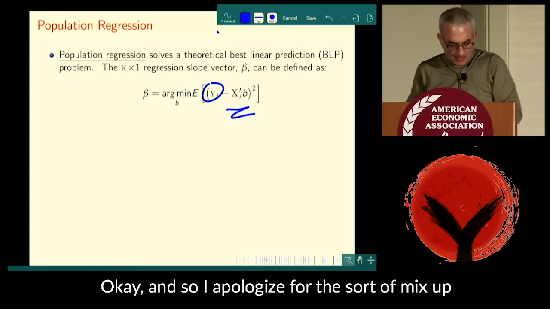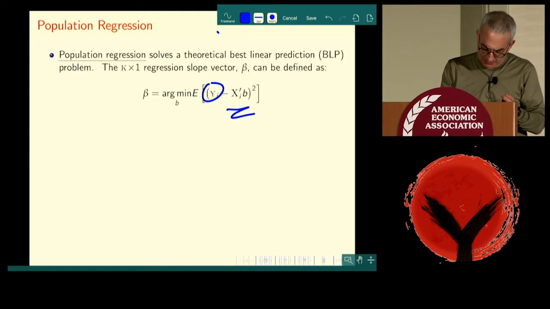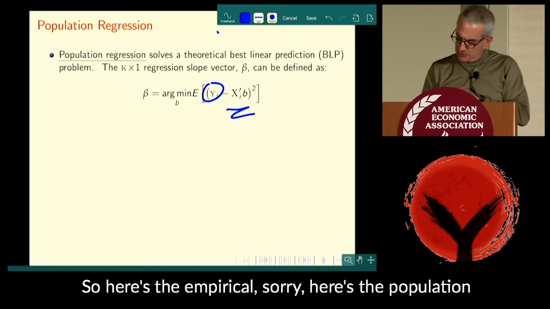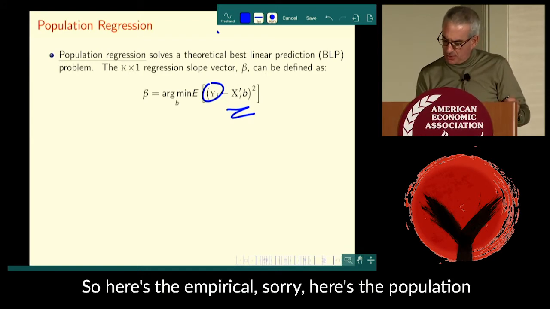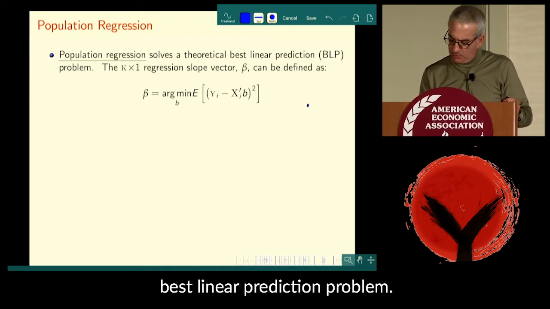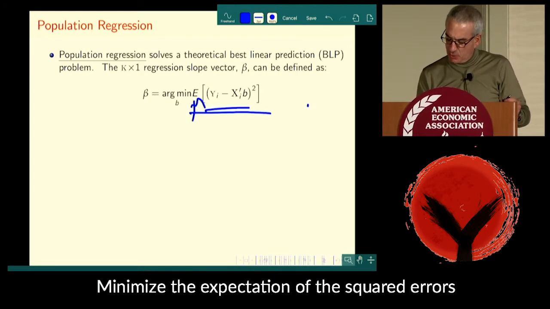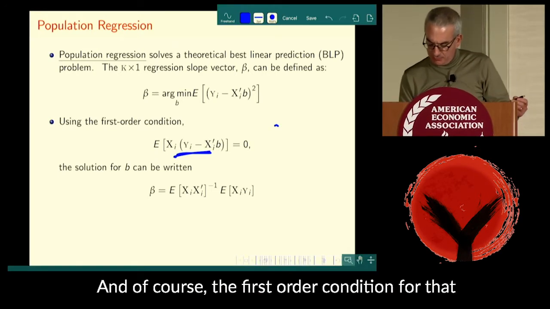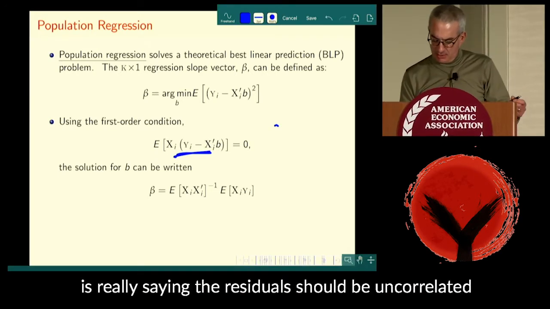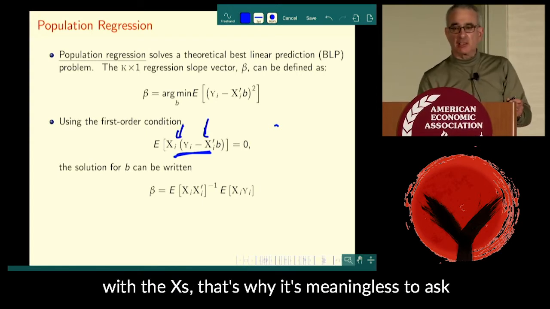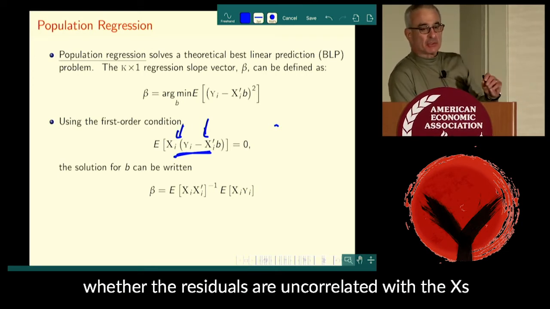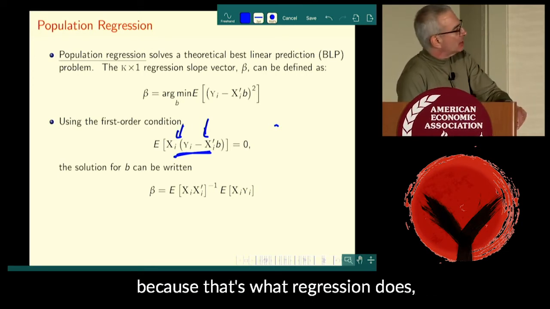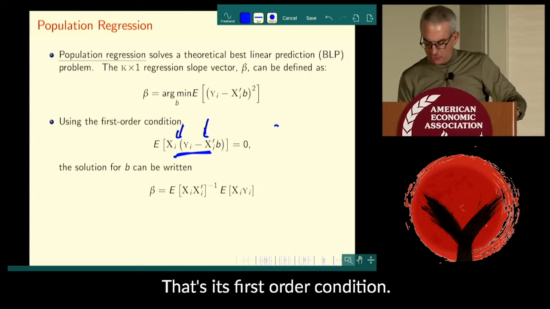And so I apologize for the sort of mix-up in the notation there. So here's the population best linear prediction problem. Minimize the expectation of the squared errors in the population. Then there's a first order condition for that. And of course, the first order condition for that is really saying the residuals should be uncorrelated with the x's. That's why it's meaningless to ask whether the residuals are uncorrelated with the x's, because that's what regression does. It produces that. That's its first order condition.